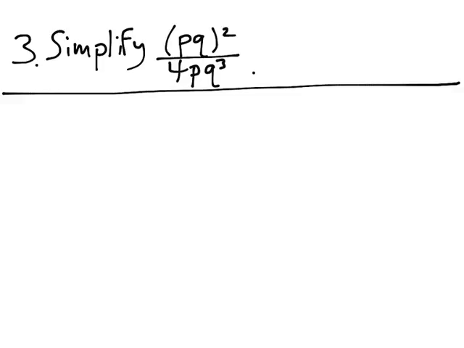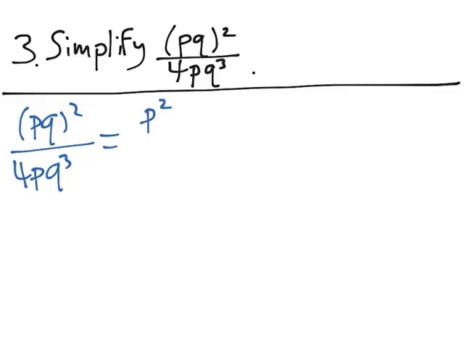Problem 3. Simplify p q squared, all squared, divided by 4pq cubed. Let's write this out. p q squared squared divided by 4pq cubed. Now before we divide, let's simplify the numerator. So p q squared squared is just going to be equal to p squared times q to the 4th. So we divide this by pq cubed.